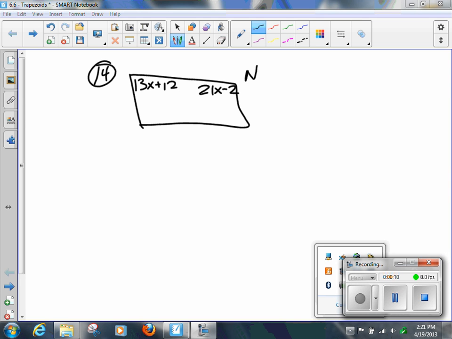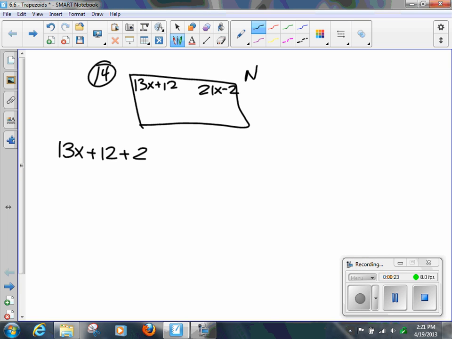We had to find the value of angle N for number 14. So that means we've got to figure out what X is first. Well, my consecutive angles are equal to what? 180. Some of you, there you go. Do I need to go on? Okay. That's what you need to do, Justin, to set up number 14.